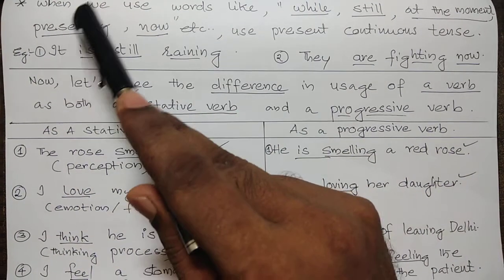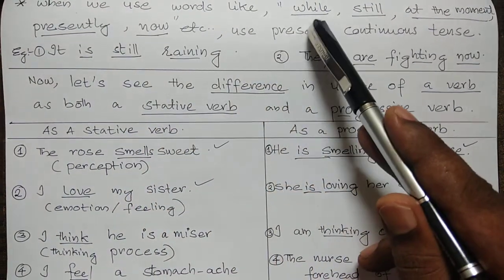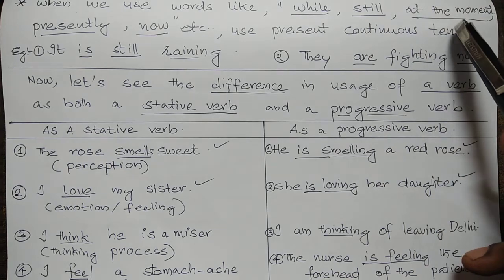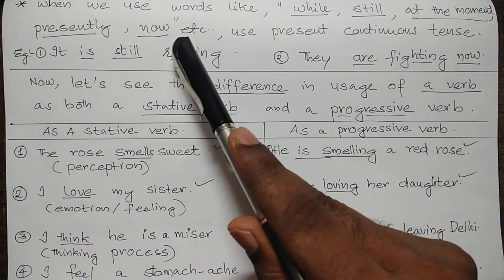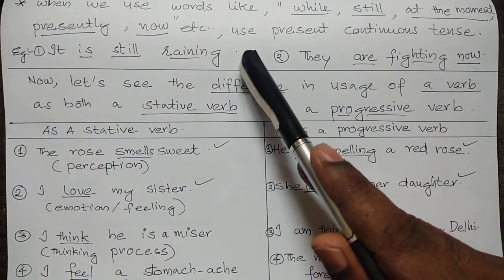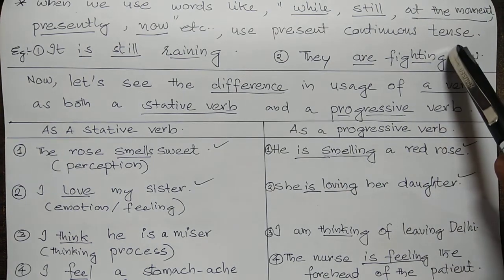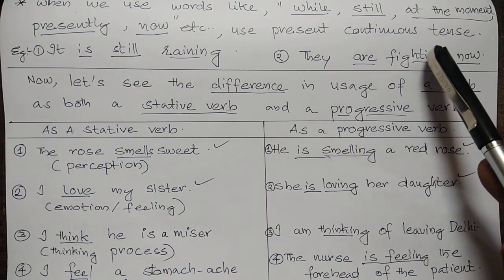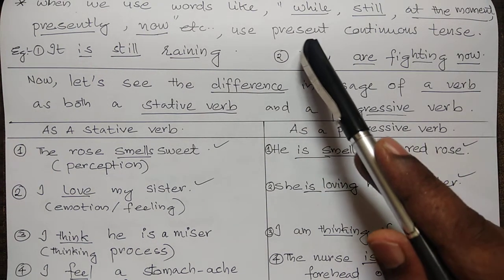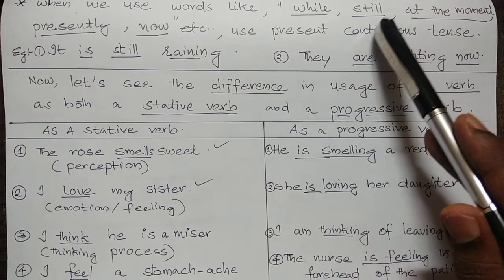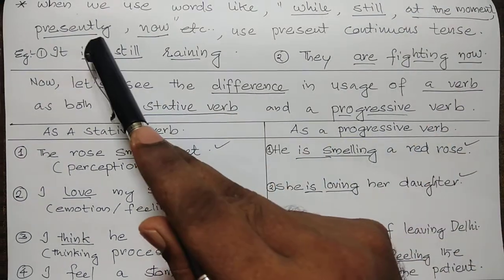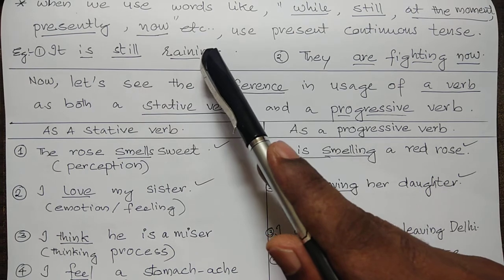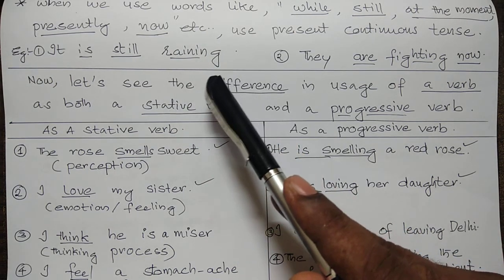There is a note. When we use words like while, still, at the moment, presently, now, etc., use present continuous tense. So if in a sentence there are words while, still, at the moment, presently, now, etc., then we use the present continuous tense.